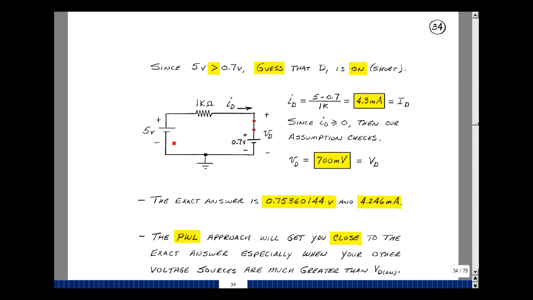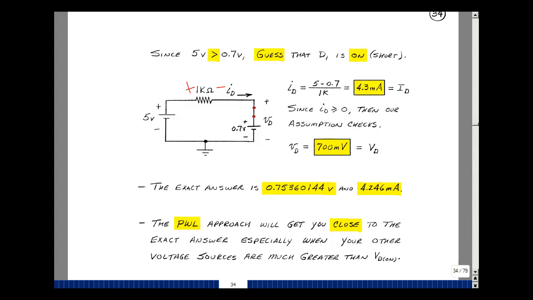Here I've got two batteries, so I've got two node voltages, 5 volts and 0.7, so their difference is the voltage across the resistor, and that's the current in the diode. That's 4.3 milliamps. Is that greater than or equal to 0? Yes. And the voltage across the diode is what we assumed it to be. Now we know from our exact answer that it was 0.75360144. Again, this is very precise, but the current that we solved for isn't all that different from what we did with the iteration or with piecewise.